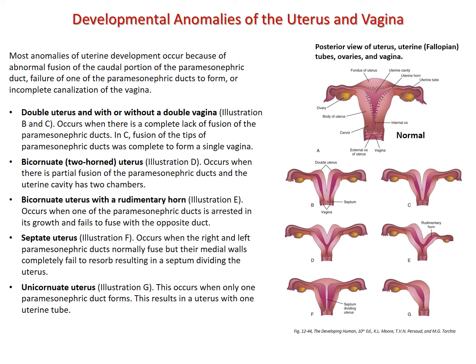Finally, illustration G shows a unicornuate uterus. This occurs when only one paramesonephric duct forms. This results then in a uterus with only one uterine tube.